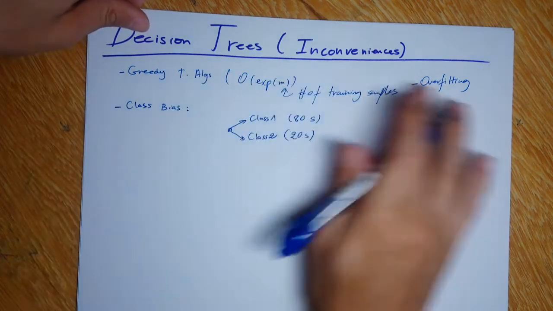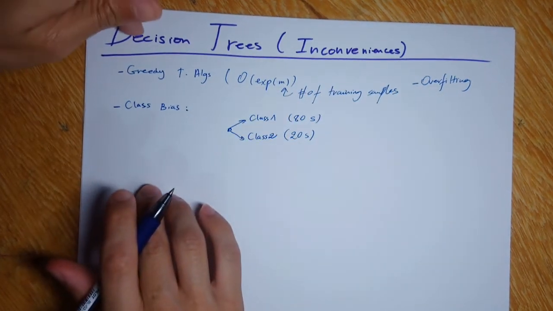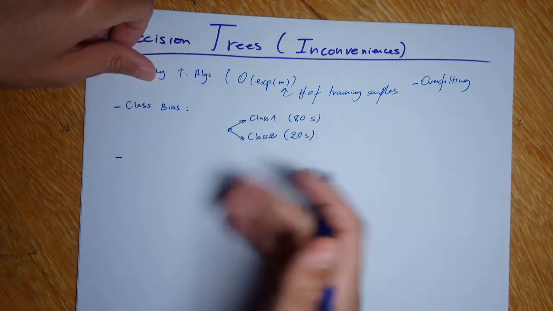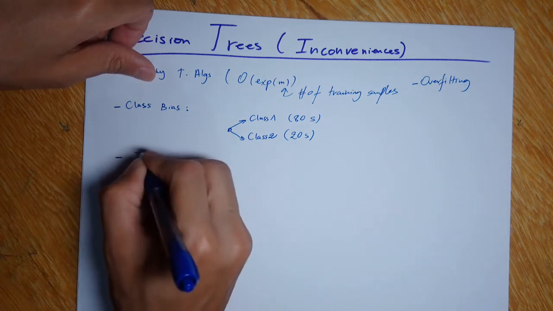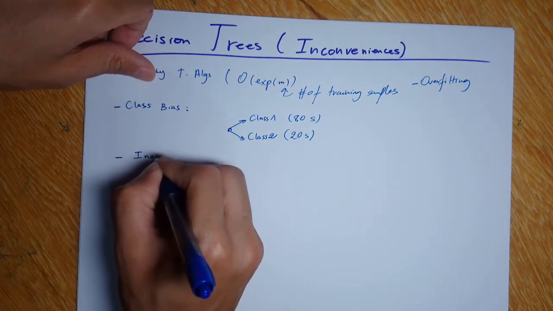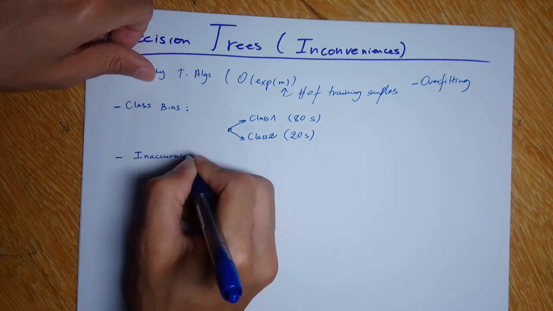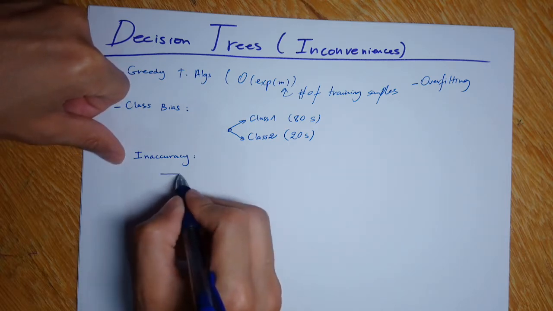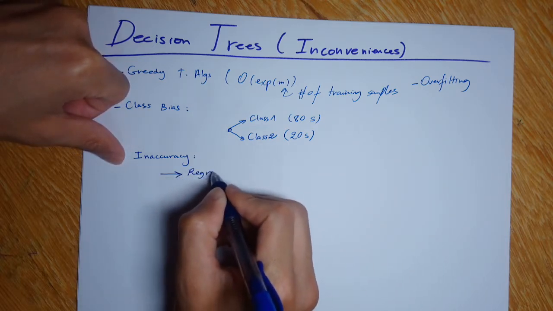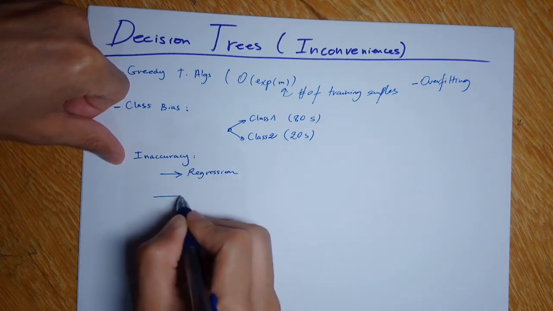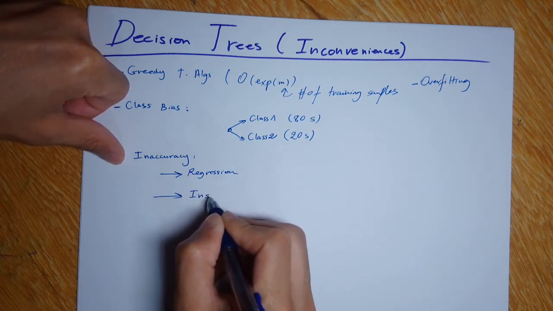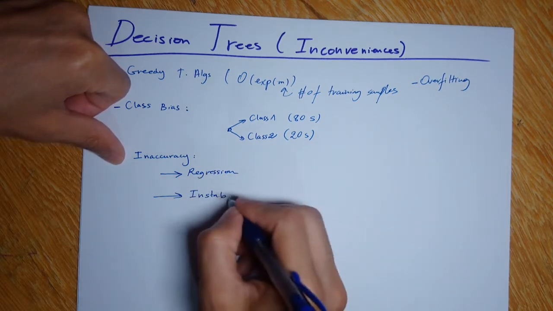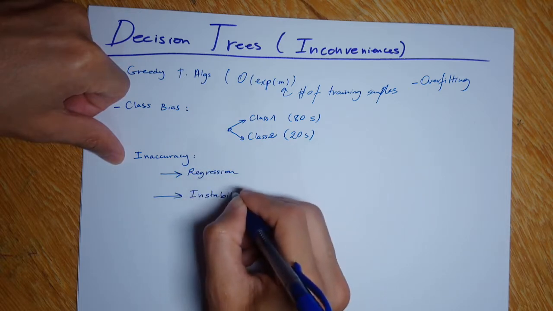But here I talked about three problems, and the biggest problem of decision trees is the inaccuracy when compared, of course, with other models. The first problem, or the first inconvenience, is the inaccuracy, and this has basically two aspects. The first aspect is regression, and the second aspect is the instability of the model. I will talk about these two concepts quickly. The first is regression, the second is instability.